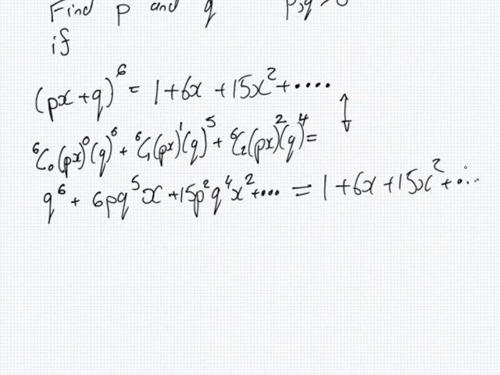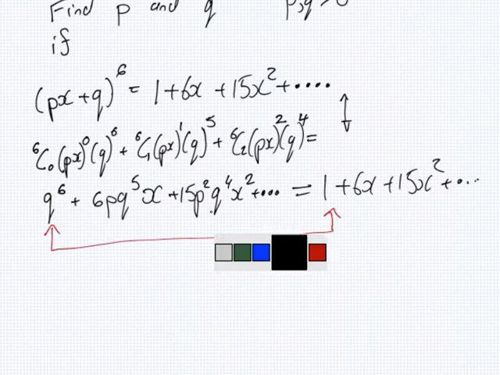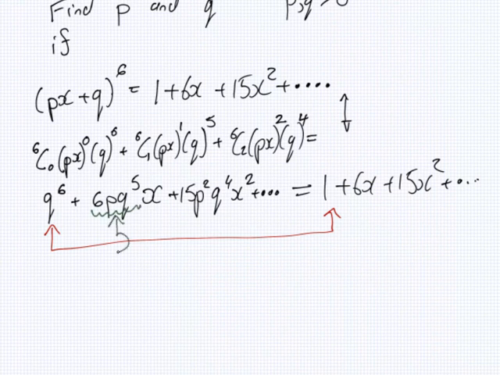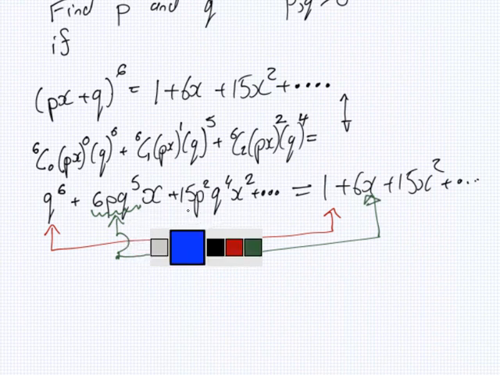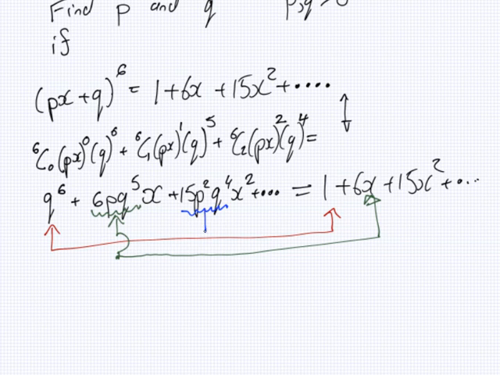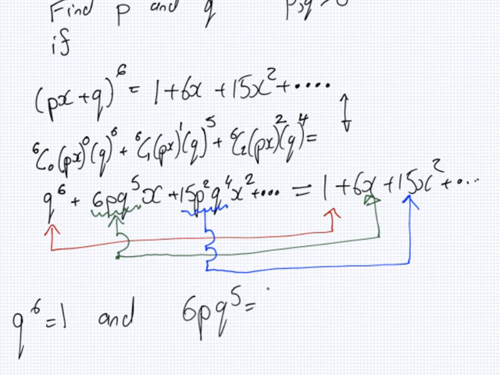So here what you do is you compare the left and the right. So this one here must be the same as this. The 6PQ5 must be the same as the 6 here. The 15P squared Q4 must be the same as that one. So we can say Q6 must equal 1 and 6PQ5 must equal 6 and 15P squared Q4 must equal 15.